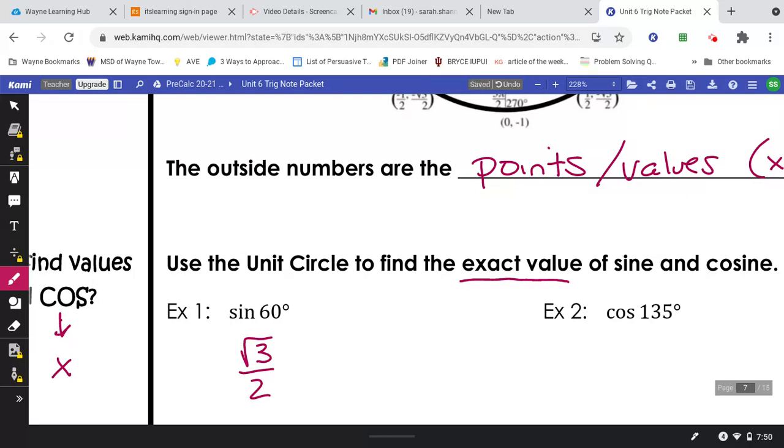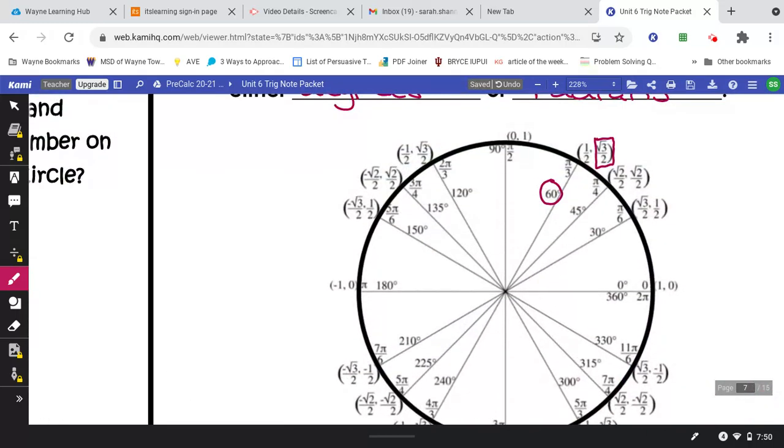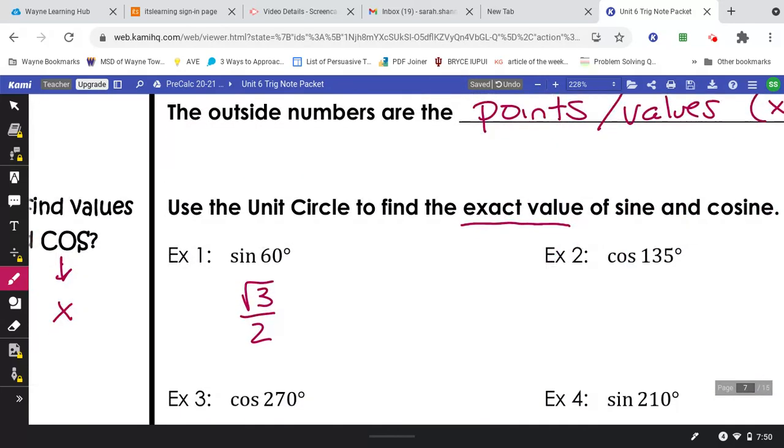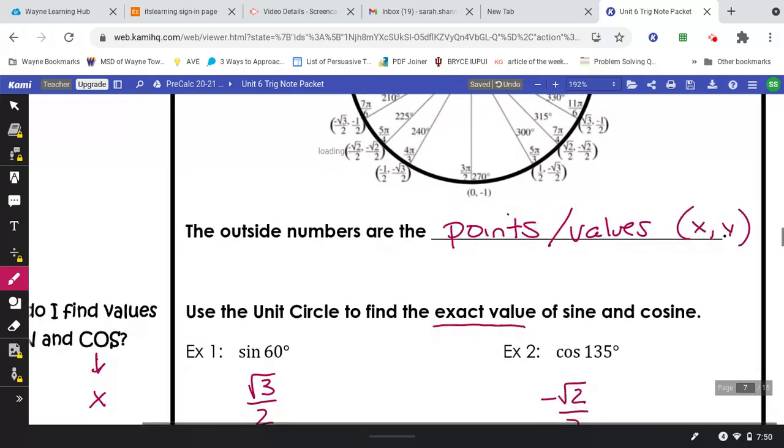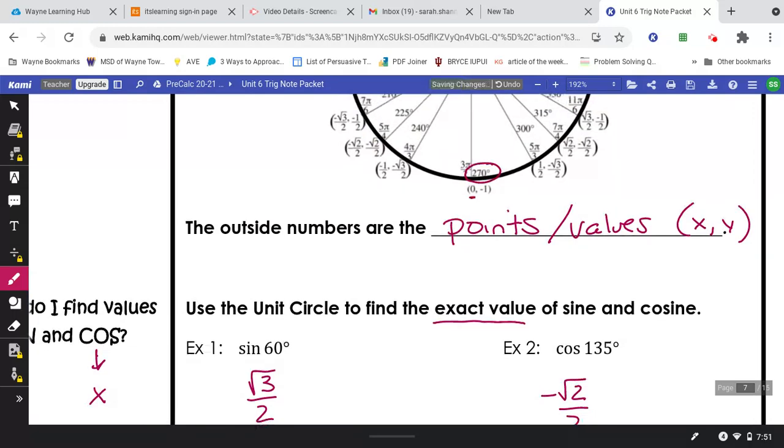For cosine of 135, find 135. Cosine is the x value of that point. So your answer would be negative square root of 2 over 2. This is going to be a lot easier if you have the large unit circle that you can kind of look back and forth with. Cosine of 270. Here's 270. Cosine is your x. You just write down 0.